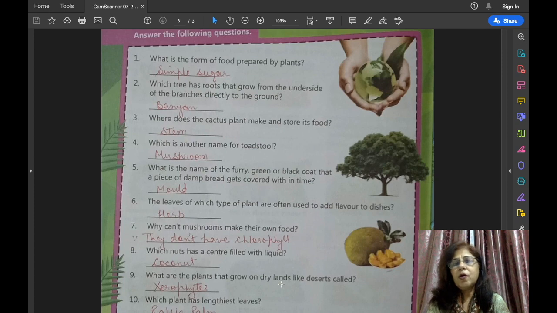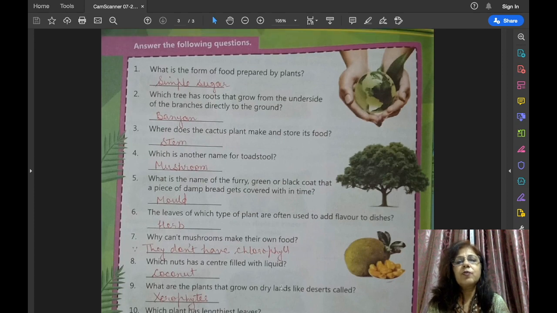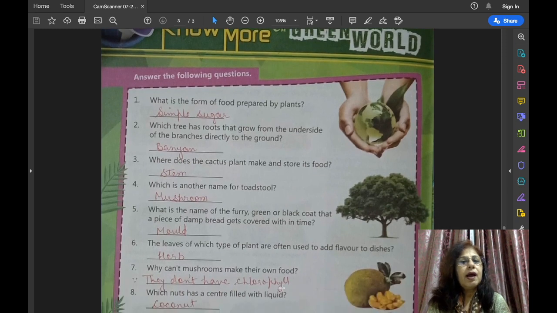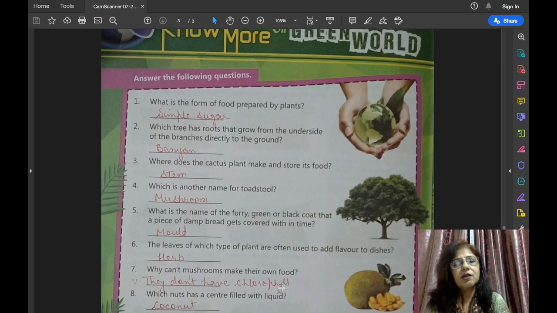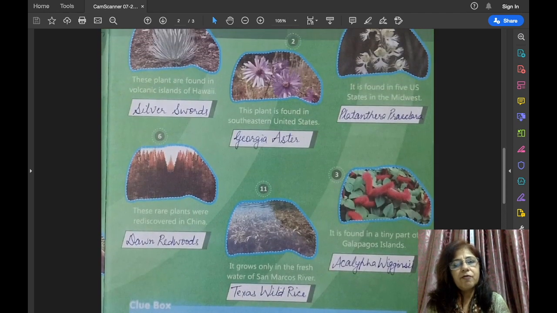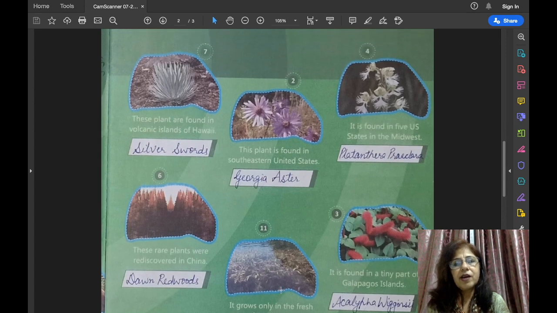I hope all of you must have understood both the lessons. Now go through these lessons thoroughly. The questions can come in any form. They can come in the form of true or false, in the form of blanks, or in the form of question answers. I hope all of you would have understood the lesson very well.